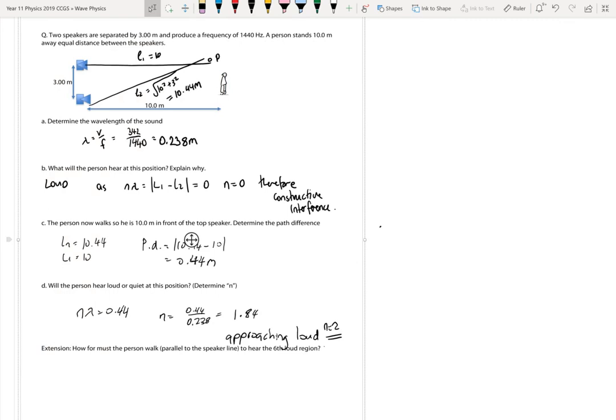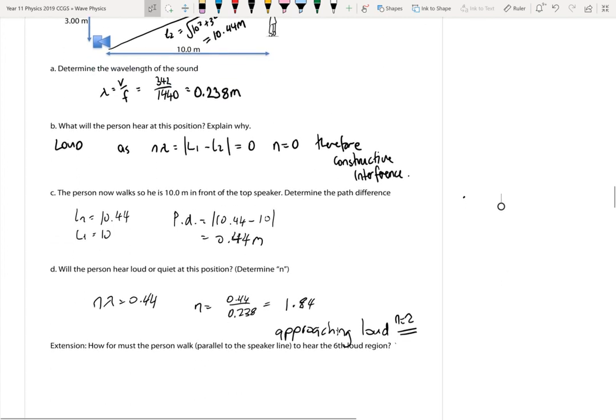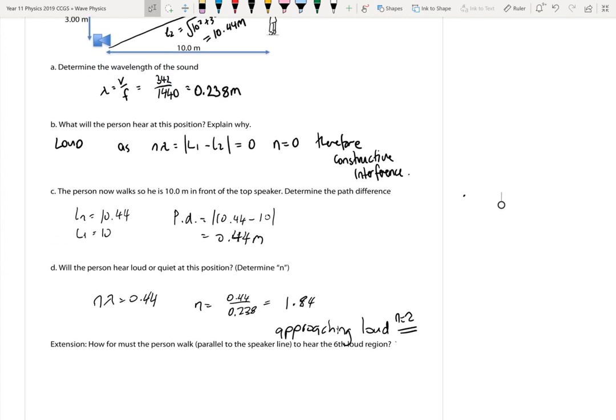Now, this activity was a little bit of a failure because I set up the scenario where the path difference was 0.44 meters, and it wasn't a whole integer of wavelengths, nor was it a half integer. It was somewhere in between. So I scribbled this down. This is what wasn't captured on the screen.